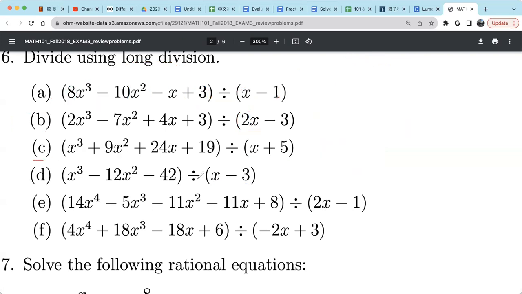So let's do C. We're going to do the same thing. We draw this sign. We locate the coefficients 1, 9, 24, 19 in order. So we're going to write here 1, 9, 24, 19. I want to leave some space.